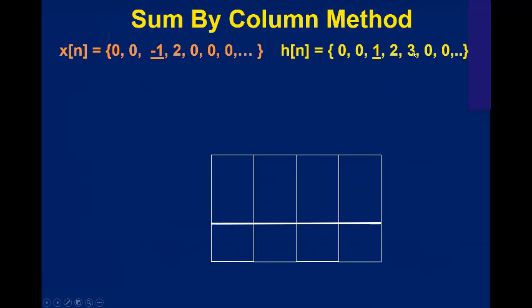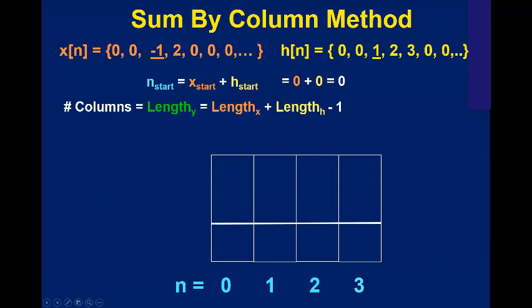Doing a normal linear convolution using our sum by column method, we would say, okay, well, the starting index for x is 0, the starting index for h is 0, so the starting index for our result is 0. The length of the result, though, and this is the critical thing, we have 2 samples in x, we have 3 samples in h, so 2 plus 3 minus 1 is 4. I need 4 columns. I'll get 4 non-zero sample values out of the convolution result.